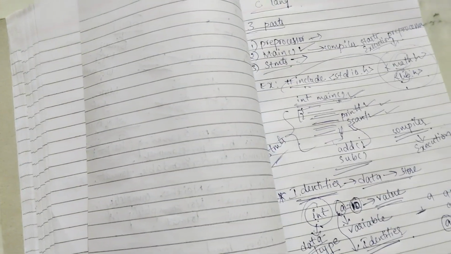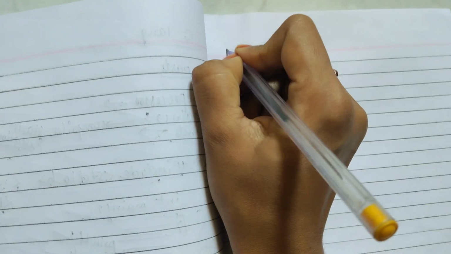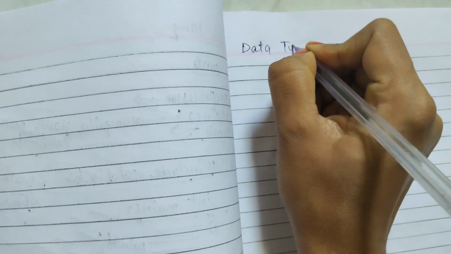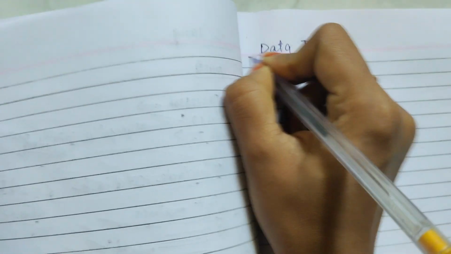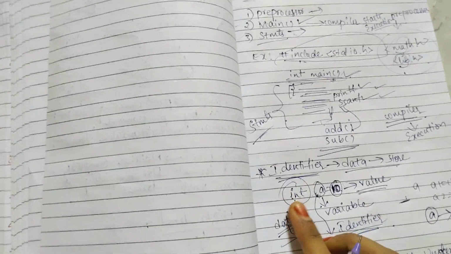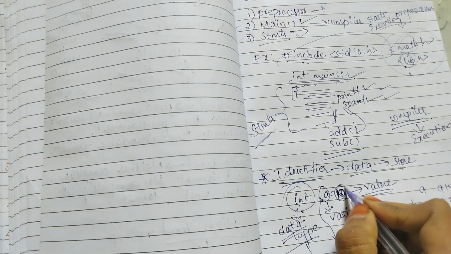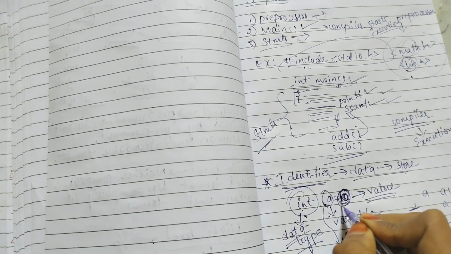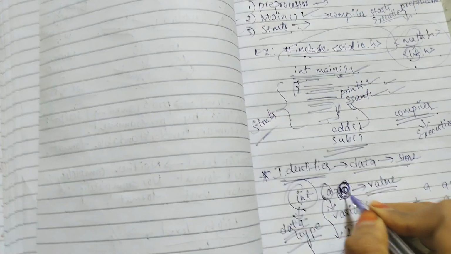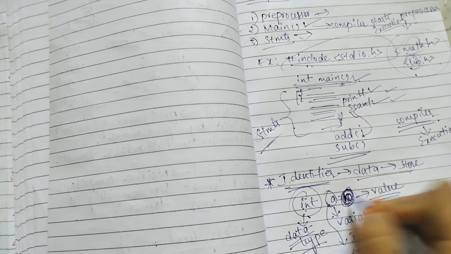This is a very simple concept: data types. I have already told you that integer is a data type, which means which type of data I am storing; based on that I have to take the data type. Here I am storing 10. 10 is a number. For integer values I have to take the integer.